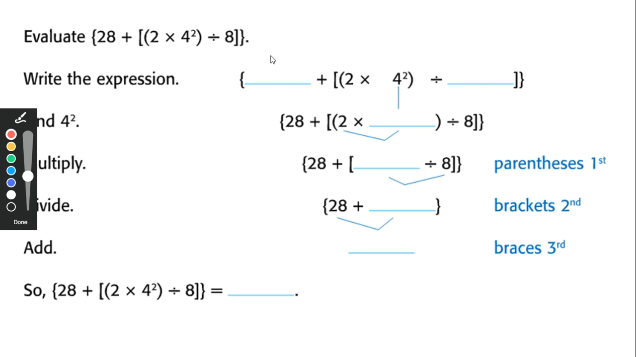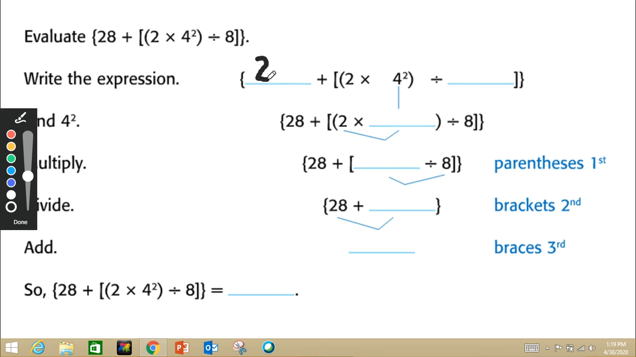So I'm attempting to put in our blank spaces here. Every time you do an order of operation, you should rewrite a new line for the numbers you have left. Rewrite the expression every single time. So we have 28 plus. Now we're going to evaluate this section right here that's in parentheses. So we bring down the 2. 4 times 4 is 16. Okay? And we're dividing that by 8. So now our expression will read 28 plus 2 times 16 divided by 8.